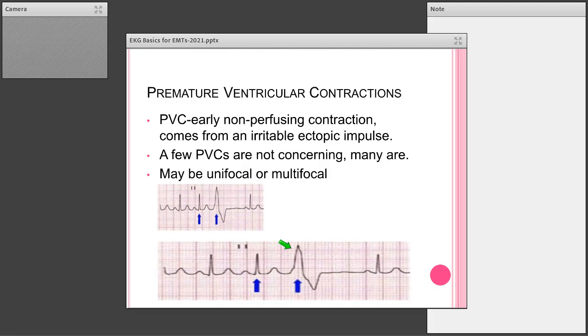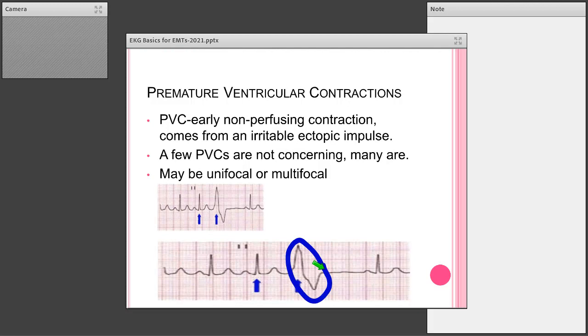If you have a lot of them in a row, that can be a huge issue because a PVC doesn't perfuse. So you won't feel a pulse when this is happening. So if you don't feel a pulse, that means blood isn't being ejected from the heart. So if they have a lot of these in a row, that's a lot of time that the cells of the body aren't getting perfused blood.